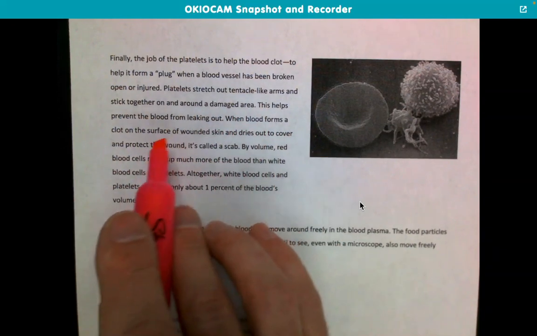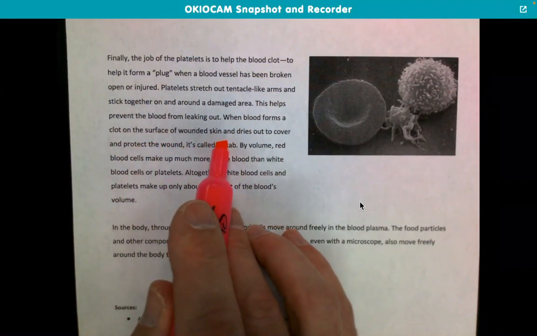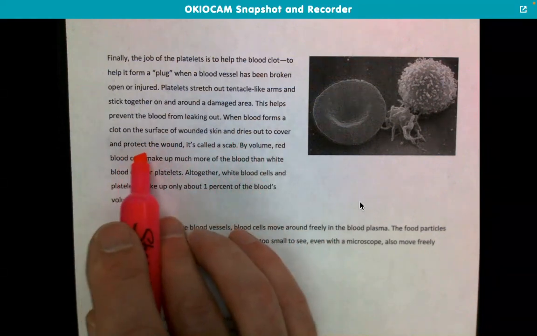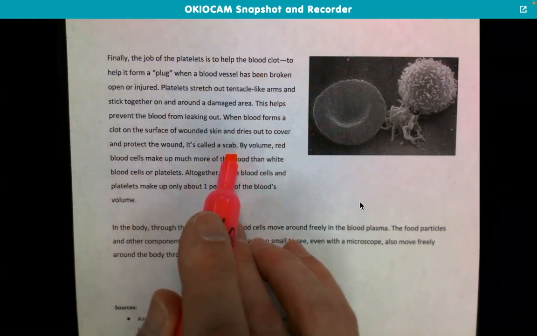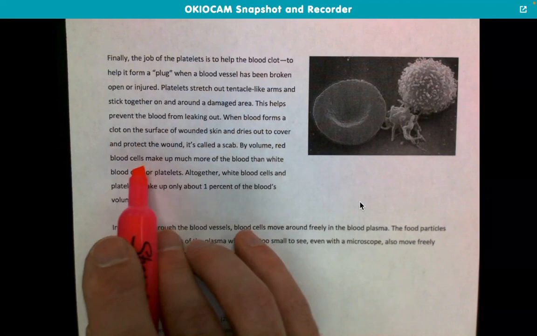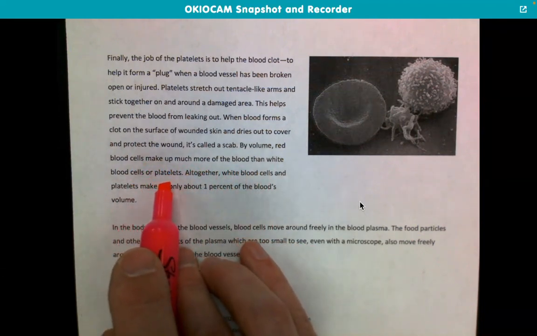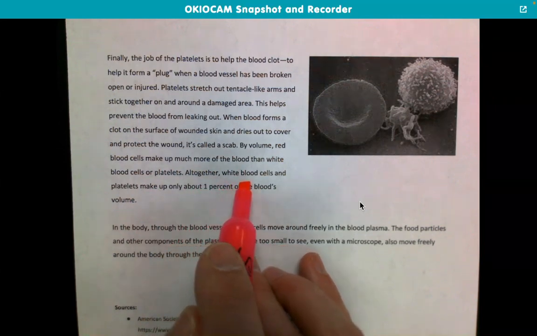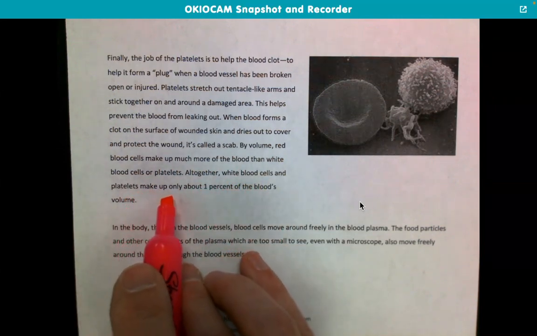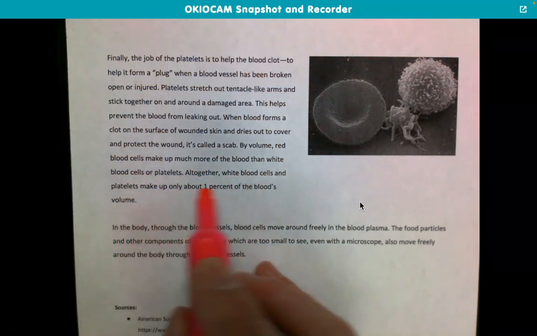When blood forms a clot on the surface of wounded skin and dries out to cover and protect the wound, it's called a scab. By volume, red blood cells make up much more of the blood than white blood cells or platelets. Altogether, white blood cells and platelets make up only about 1% of the blood's volume.